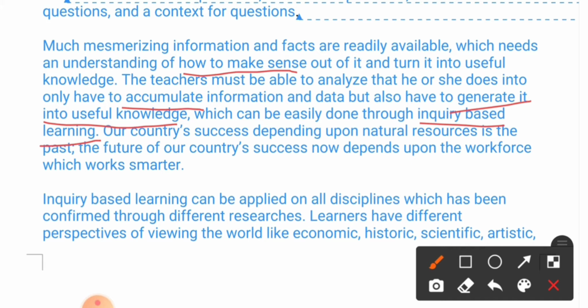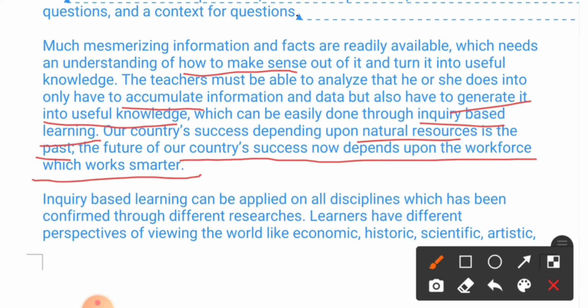Our country's success used to depend upon natural resources. That was the past. The future of the country's success now depends on the workforce which works smarter. Okay, so previously in olden days, how many natural resources you had, on that the success of the country depended. But now it is the people of the country who make the country very successful.